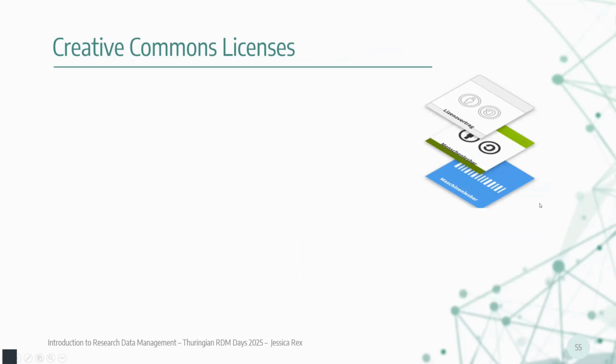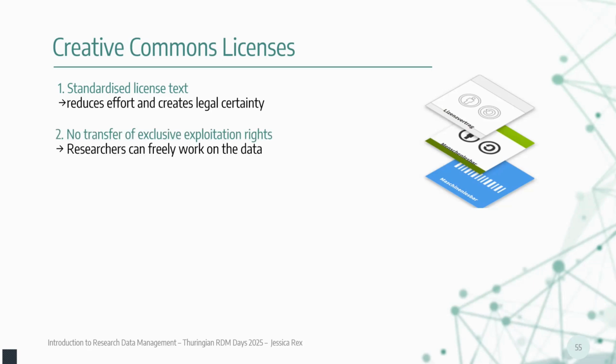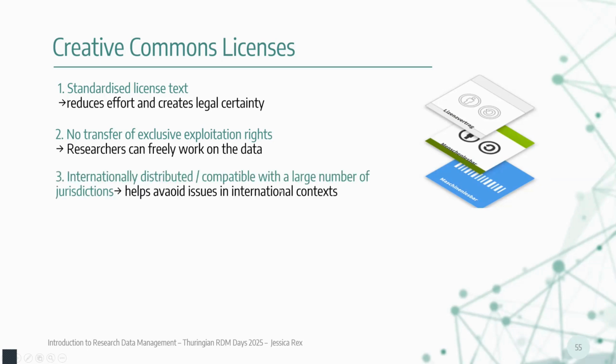Now, I want to talk a little bit about Creative Commons licenses. This is one specific licensing scheme that's out there that we do recommend. They have a standardized license text, which reduces the effort and creates legal certainty. You just pick the one that is suitable for you. And there's no transfer of exclusive exploitation rights with Creative Commons licenses. So you're still free to work on your own data, even if you apply one of these licenses.